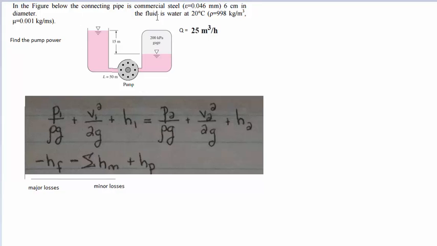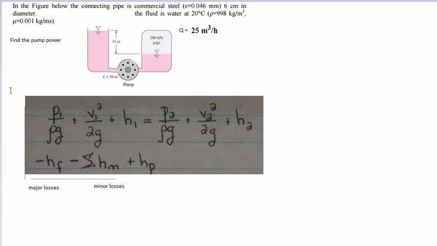Notice we're told some parameters about the actual materials that were used to build the system. In this case, commercial steel, so we're told the roughness factor here, we're told the diameter of the piping here, and we're also told the viscosity.